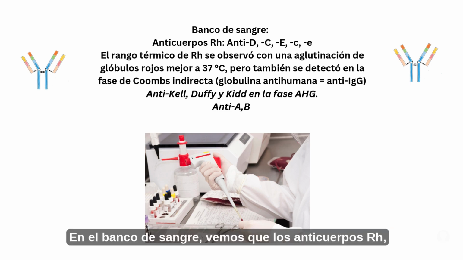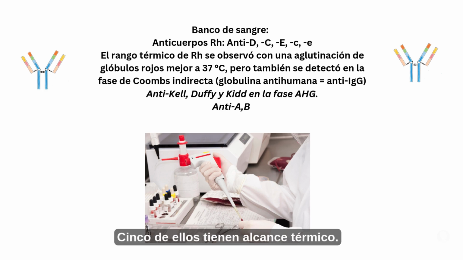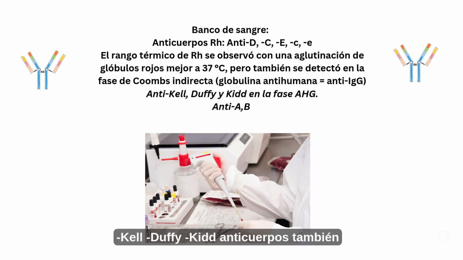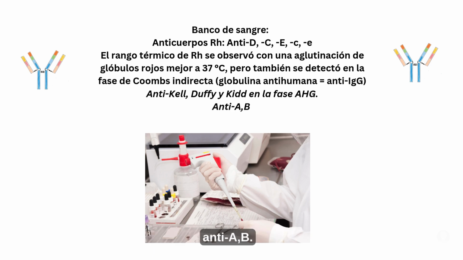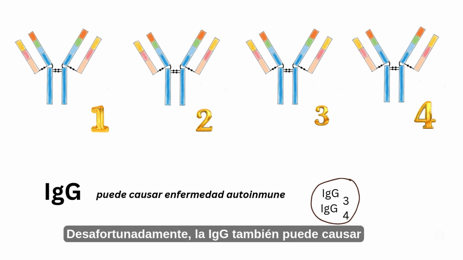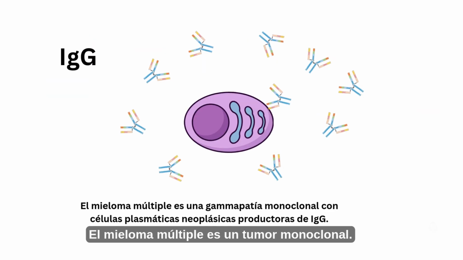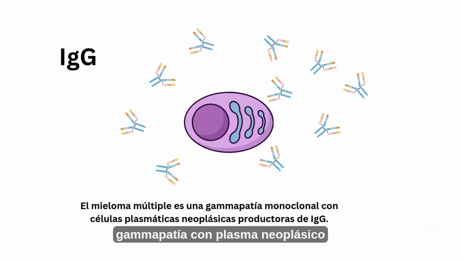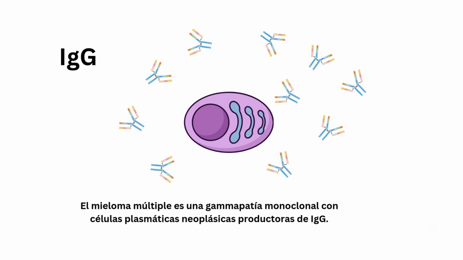In the blood bank, we see that Rh antibodies, five of them, have a thermal range observed with red blood cell agglutination best at 37 degrees, but also detected at indirect Coombs phase with anti-human globulin or anti-IgG. Anti-Kell, Duffy, Kidd antibodies also react at the AHG phase, as well as anti-A, B. Unfortunately, IgG can also cause autoimmune disease. Multiple myeloma is a monoclonal gammopathy with neoplastic plasma cells producing too much IgG.